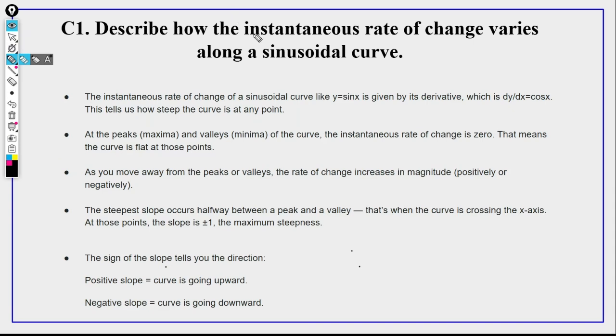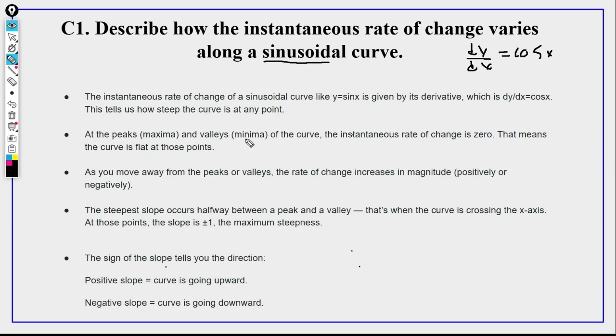Describe how the instantaneous rate of change varies along a sin curve. This is pretty easy. The IROC of a sin curve like y equals sin x is given by the derivative, dy over dx equals cos x. The derivative of sin x equals cos x. This tells us how steep the curve is at any point.